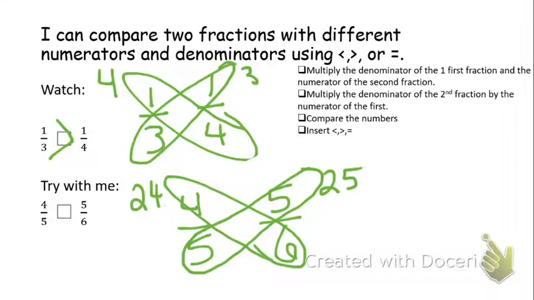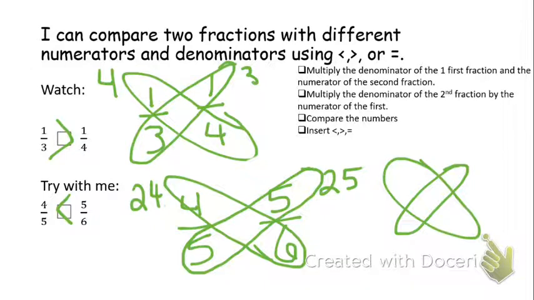Now I'm going to compare these numbers, 24 and 25. Which one is bigger? 25. What fraction is the 25 next to? It's next to 5/6. So 5/6 is the biggest fraction. So now I'm just going to insert my little alligator mouth, my less than sign. So 4/5 is less than 5/6. In case you're wondering why this is called the butterfly method, when I do this, it kind of looks like a butterfly.